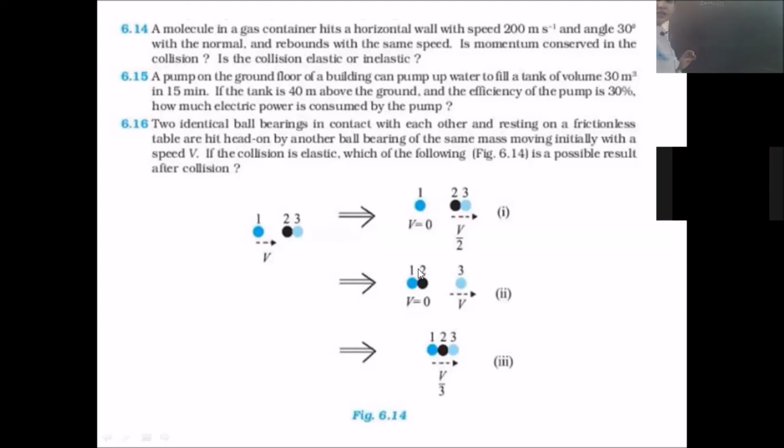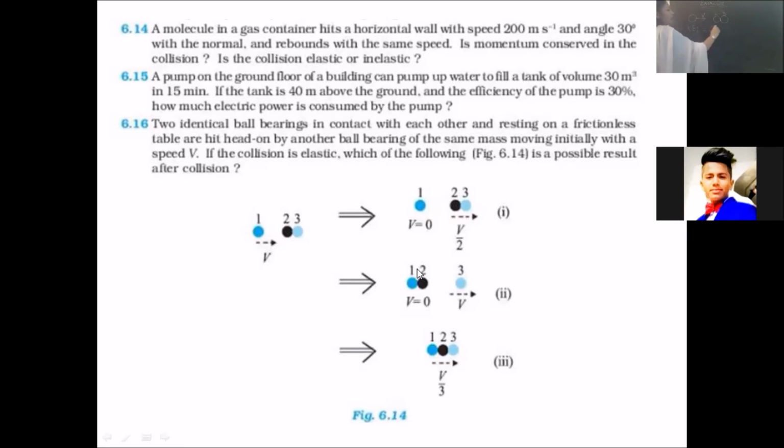Initial kinetic energy according to the situation given. We have the first ball moving with velocity v, the second and third balls are at rest. So the initial kinetic energy of the system is half mv square. Initial we have calculated, now let us see in which case we get the same energy finally.